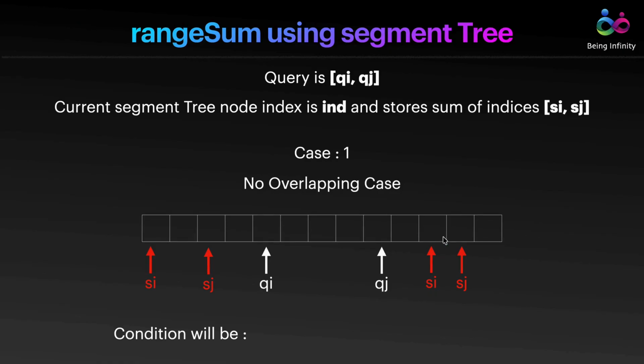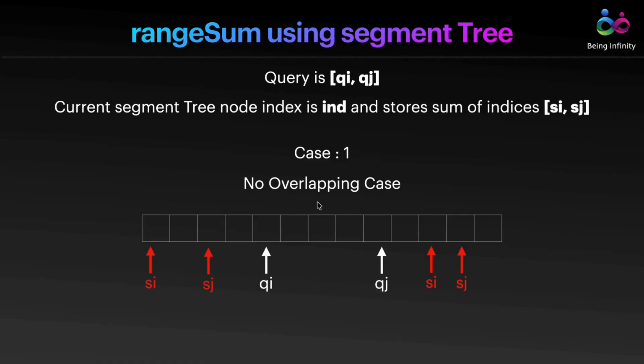If I ask you, how can you write the condition for this? If you have SI SJ, QI QJ, that hey, this is the no overlapping case. Pause the video for a while and think about it. Right. So the condition can be: if SJ is on the left of QI or SI is on the right of QJ, that means it's a no overlapping case. This is the condition, right?